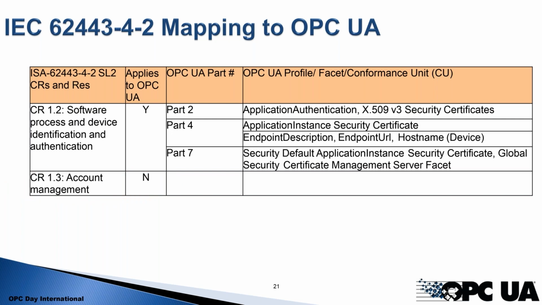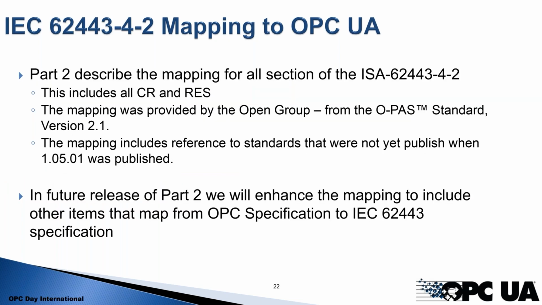So let's talk a little bit more about the mapping. Part 2 describes the 4-2 mapping. There are other pieces there, system level items, and in the future we'll work on some of those. And oh, by the way, I should have credited this even earlier. This mapping, this table that we have, was actually generated by the Open Group in their OPAS standard version 2.1. They allowed us to publish it.